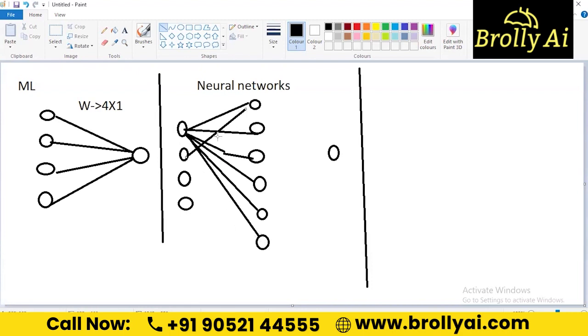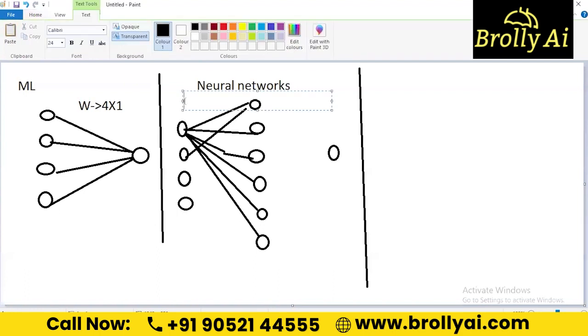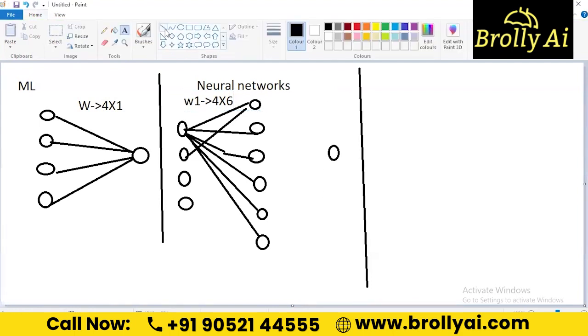In this way, the hitting style is like this. How many weight matrices between first and second? Let's say W1. What is the size? 4 rows, 6 columns. 4 into 6, how many? 24. So here in basic ML, how many parameters? Only 4 parameters. Here, how many weights between first and second? 24, right?